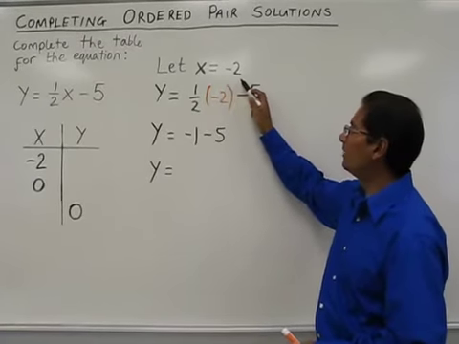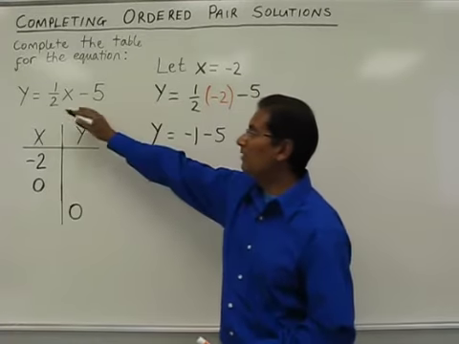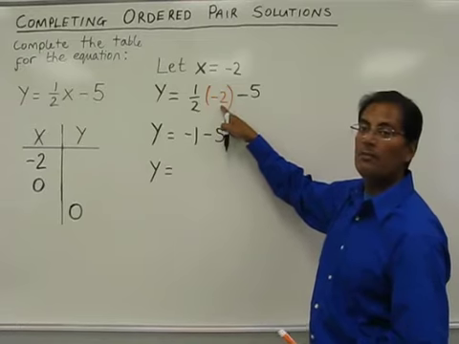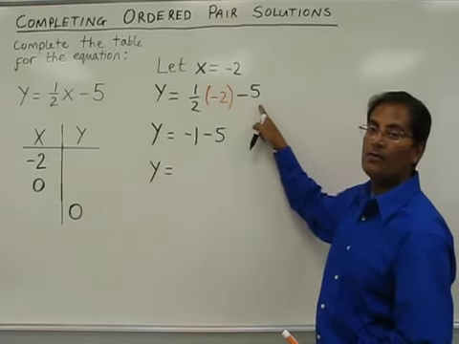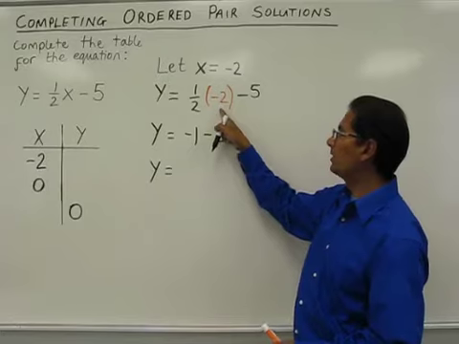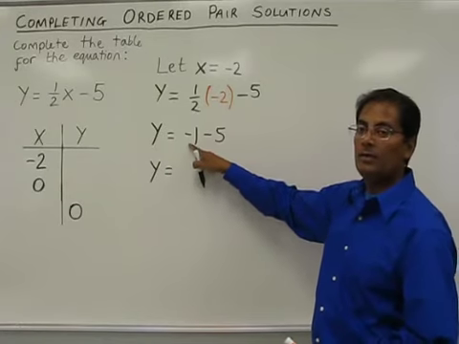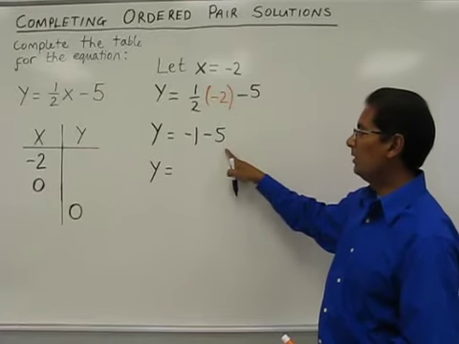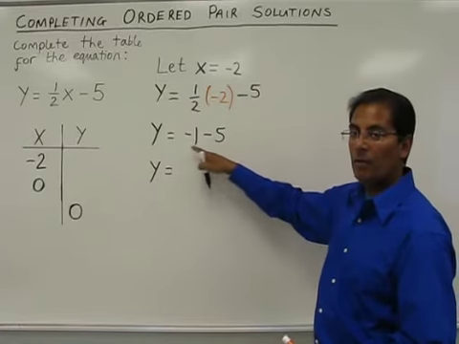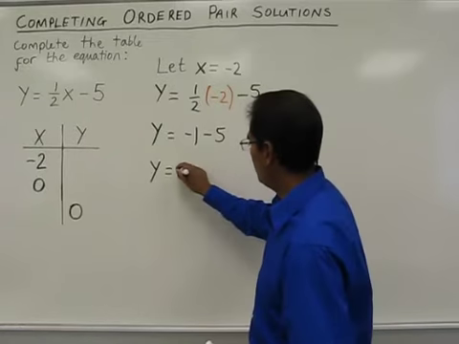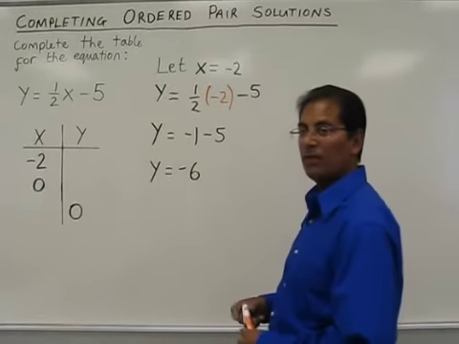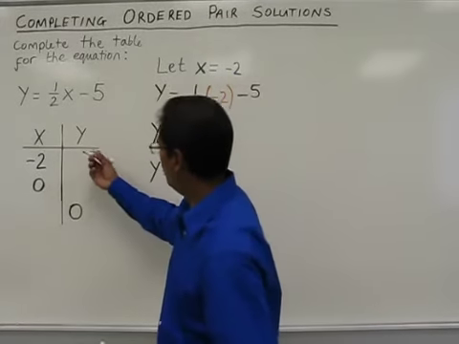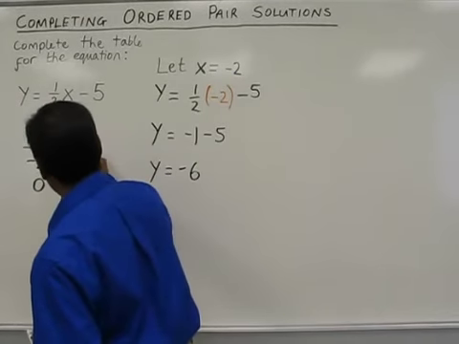So if x is -2, we're going to plug that into my equation here for x. So we'll have y equal 1/2 times -2 minus 5. Well, 1/2 times -2 is -1. So y equals -1 minus 5. And -1 minus 5 gives you -6. So that's our first point that goes in our table, that if x is -2, y is -6.